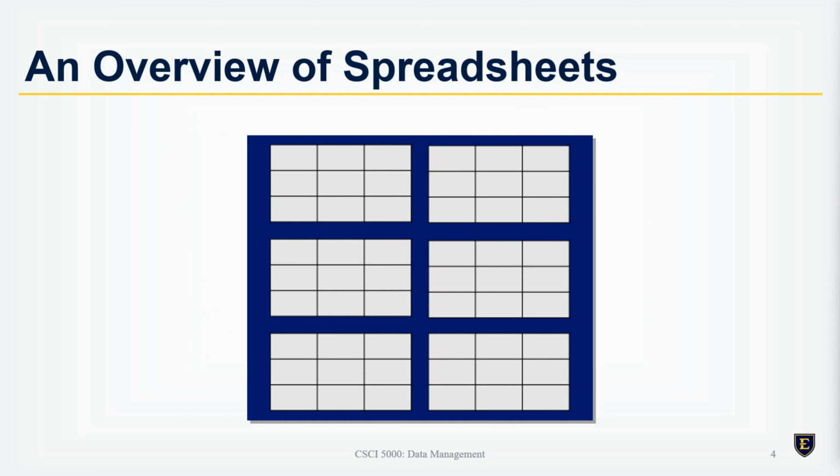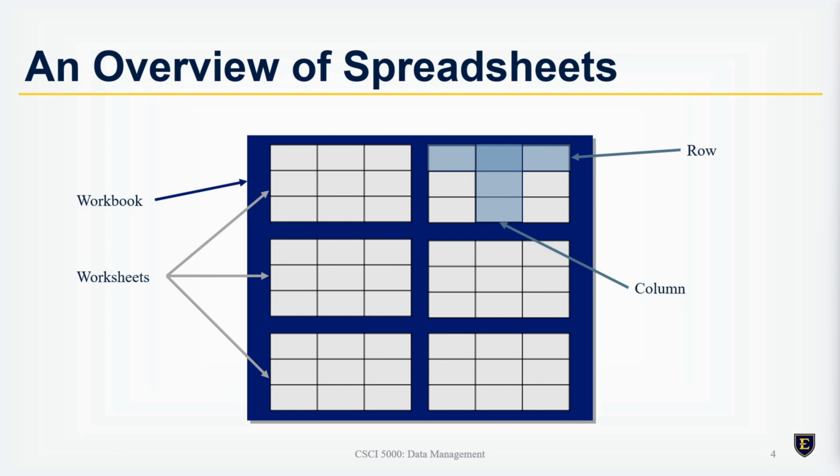So here's a basic overview. If we consider the blue box on the outside as a workbook, we can start to see this idea. In Excel, we have the things known as tabs across the bottom, and the technical term for those tabs is worksheets. So a workbook can contain a set of worksheets within it. Each of those worksheets consists of rows and columns, and the intersection of a row and a column is known as a cell.